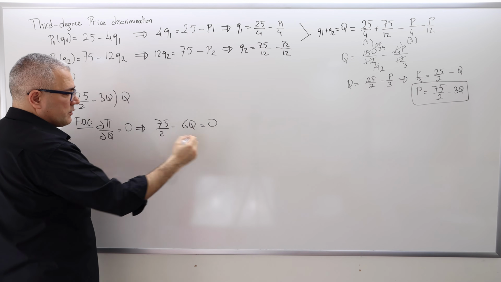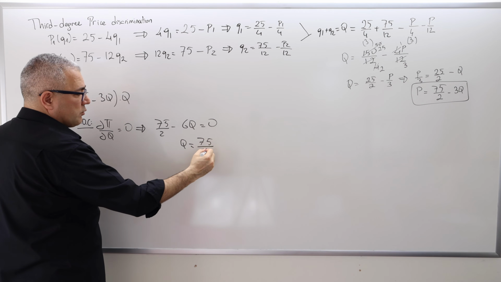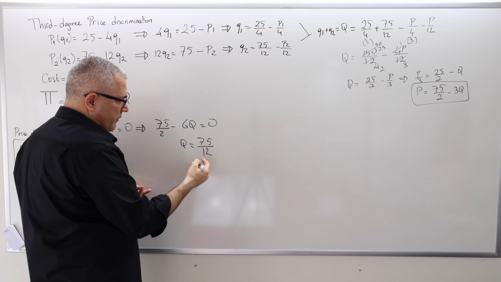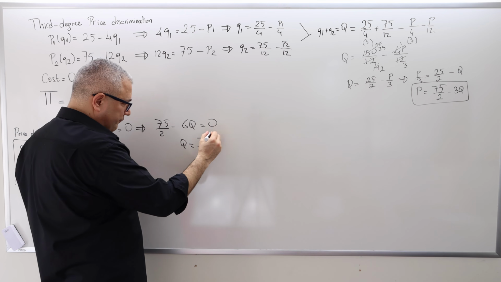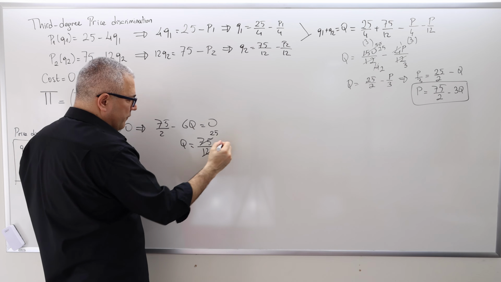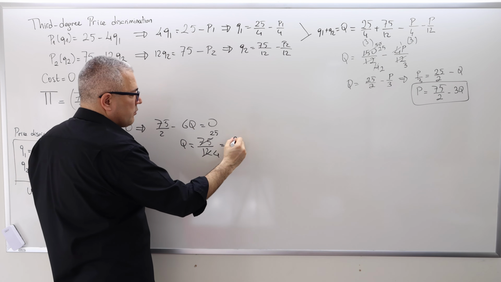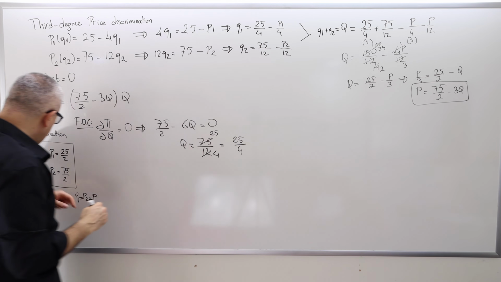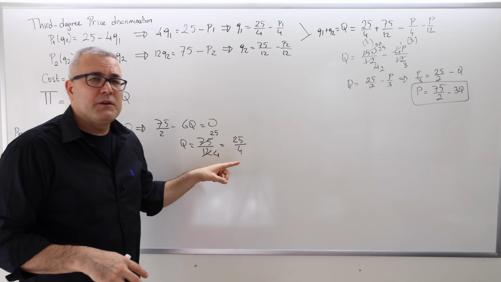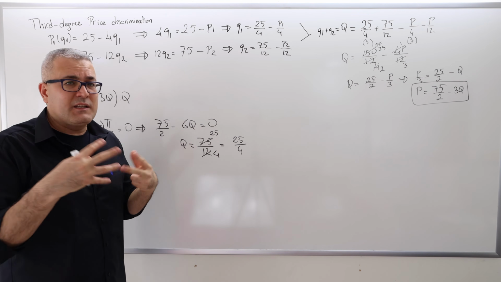So Q equals 75 divided by 12. So 6 times 2, 12. I can simplify that. Let's divide both by 3. This is 25, this is 4. So therefore I have Q equals 25 divided by 4. So if you remember, the quantity here was 50 divided by 2, so it was basically 25. However, here the monopolist is producing much less and selling much less.